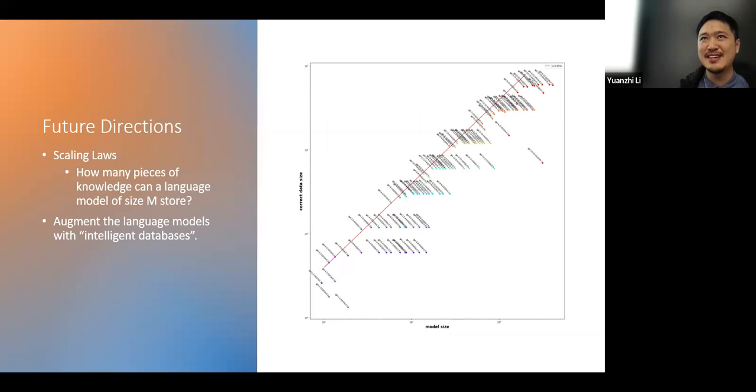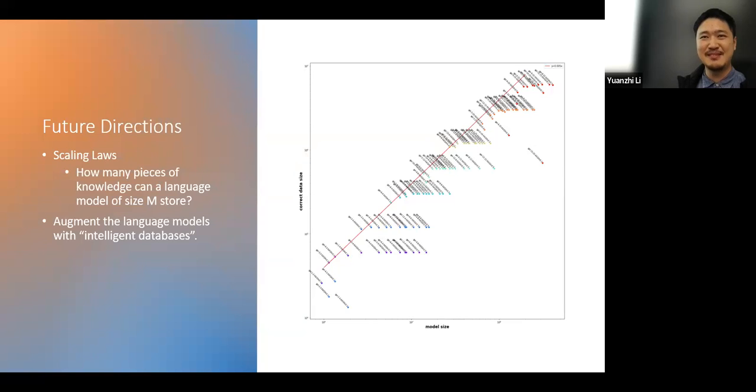Yeah, so that's basically the end of my talk. For future directions, we are working on the scaling laws, which try to understand how many pieces of knowledge can be stored in a language model of size M. We can see that it's actually a very linear line, and the slope is like 20. So for a language model of size M, it can store about M over 20 pieces of knowledge. For a 1 billion parameter model, that is 1 billion divided by 20, which is 50 million pieces of knowledge.